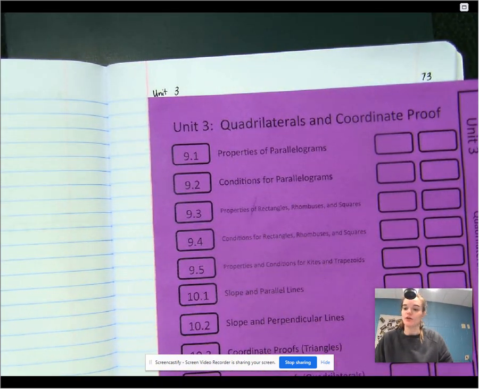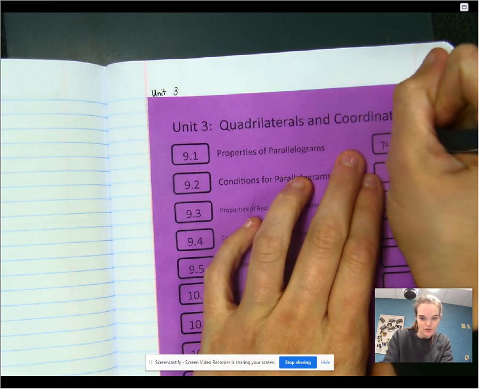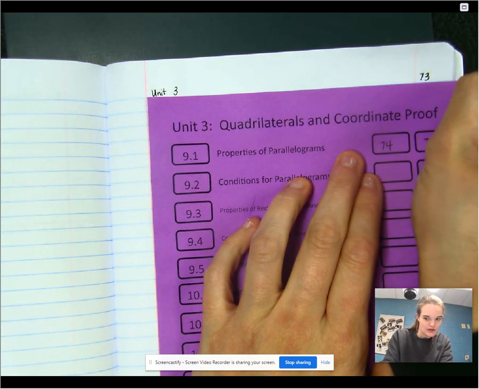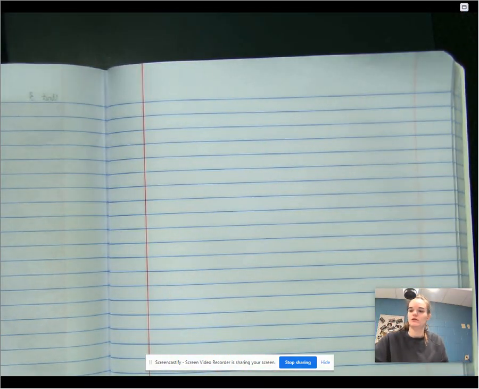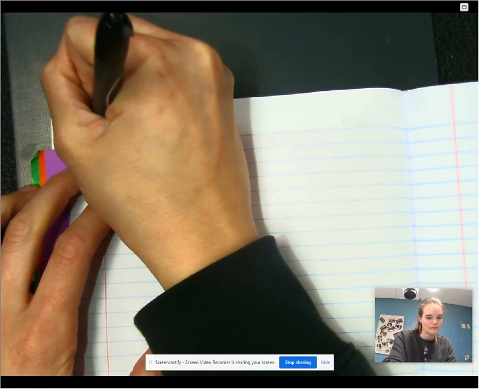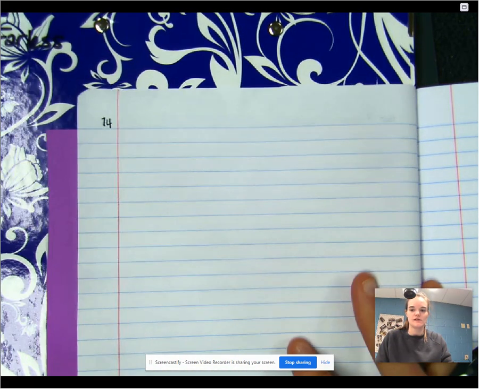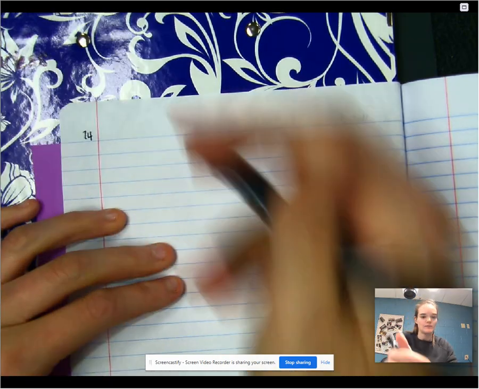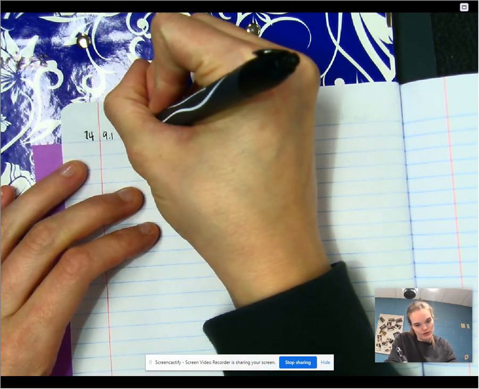Okay, there we go. So we are doing 9.1 Properties of Parallelograms today, so that's 74 and 75. So go ahead and turn to 74 and 75 and label it 9.1 Properties of Parallelograms. Get something to write on. Okay, so 9.1 Properties of Parallelograms.